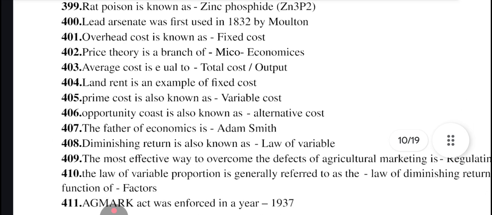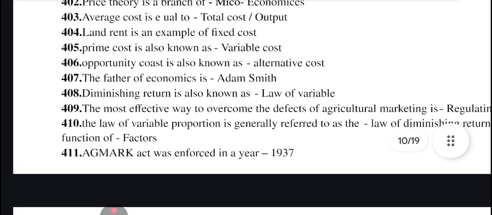Now, it is commencement of agriculture economics. Price theory is a branch of microeconomics. Average cost is total cost by output. Land rent is an example of fixed cost. Prime cost is also known as variable cost. Opportunity cost is also known as alternative cost.